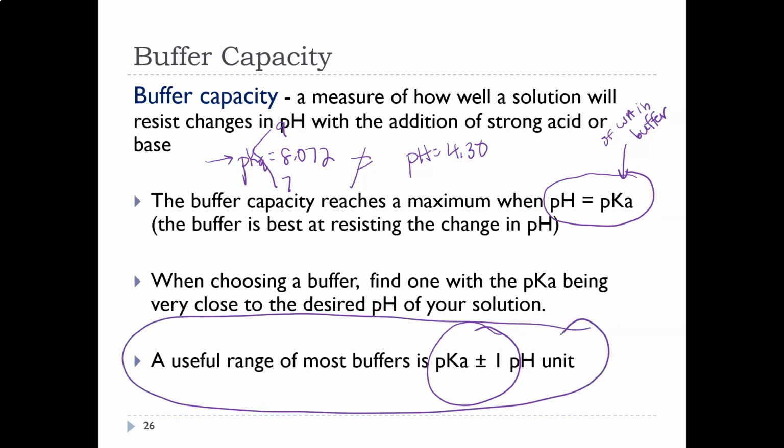And what's going to happen is if you made your buffer plus or minus 1 pH unit from the pKa value. So if I made my buffer, and let's say that the buffer for this tris that has this, I made it as 8.50.